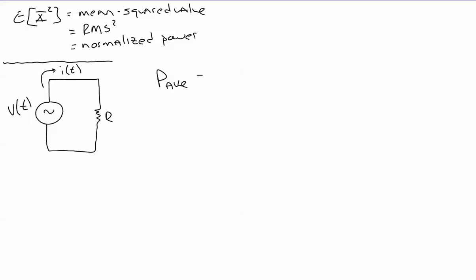P average. That's the real power. That's the power that if you touched that resistor, it would burn your finger. It's the real power that's being dissipated by that resistor. That is the RMS voltage squared divided by resistance. Hopefully you've seen that before. The average power dissipated by a resistor is the RMS value of my time-varying voltage signal, V of t, squared, divided by the resistance, V squared over R.